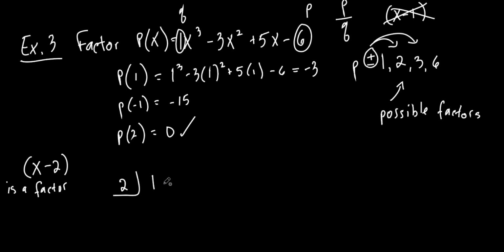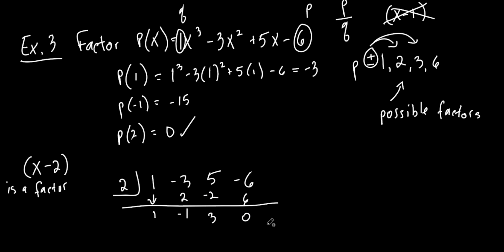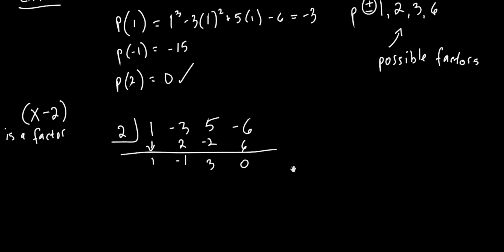So what are my coefficients? 1, negative 3, 5, and negative 6. We can do this pretty quick now. Bring down the 1. That's a 2. That's a minus 1. It's a negative 2. That's a 3. That's a 6. That's a 0. We talked about this yesterday. That's my remainder, that's my constant, that's my x squared. So this is x squared minus x plus 3, and this is being multiplied by x minus 2. See what we did?